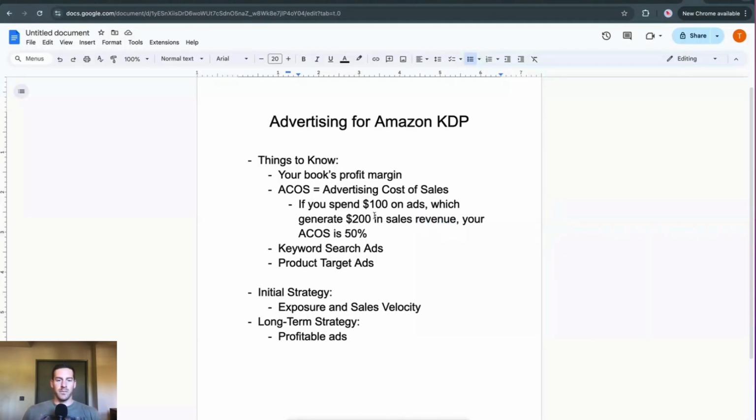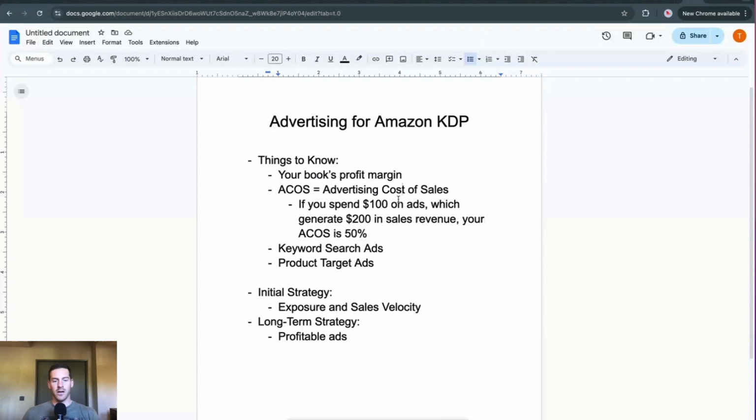That's important because if your book has a 30% margin and you're running ads at an ACoS of 50%, you're actually losing money every time someone purchases through that ad. I hope that makes sense. That's about as simple and clean cut as I can make it for this video. Just know that if you want to run a profitable ad, the ACoS needs to be lower than your profit margin.